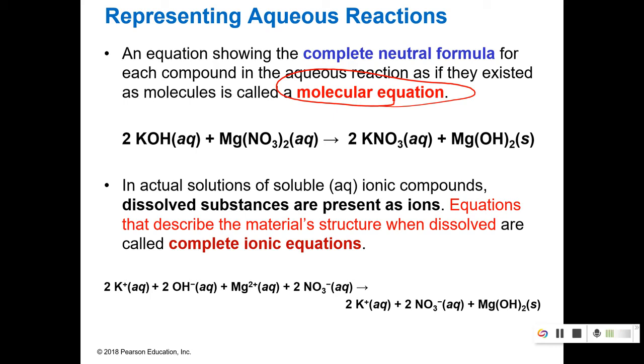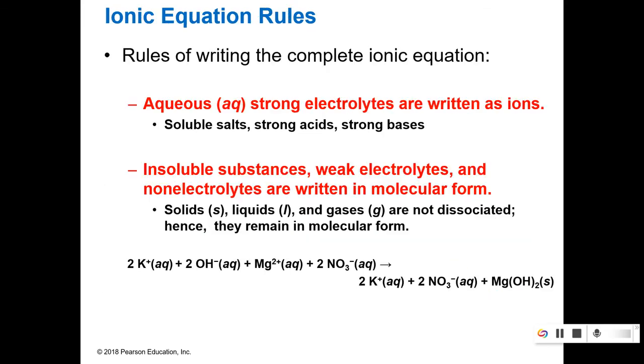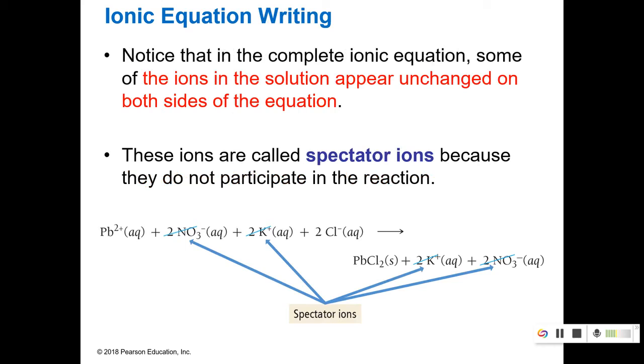Complete ionic equations, if you look down here at the bottom, is where everything is broken. And we only break ones that have aq, and we break them into their ions. So notice here, magnesium hydroxide, which is solid, does not break. Only aq breaks. So aqueous break into their ions. Everything else stays in its normal molecular form, the solid, the liquid, or the gas.